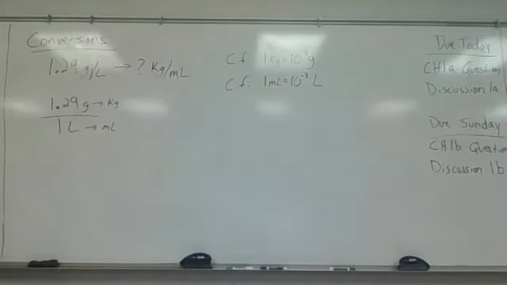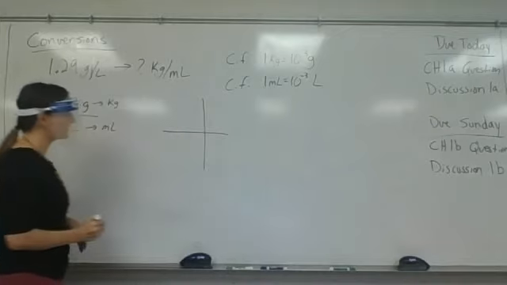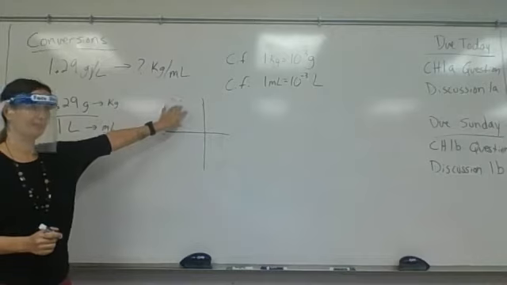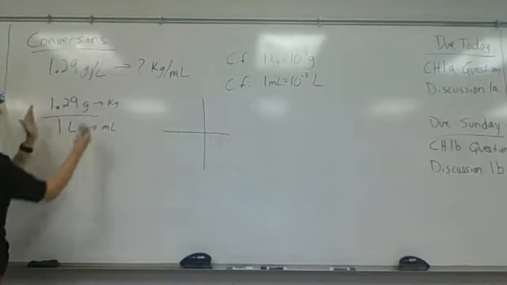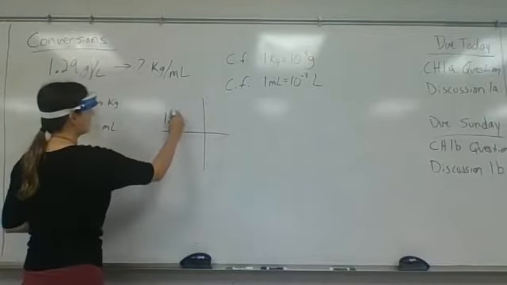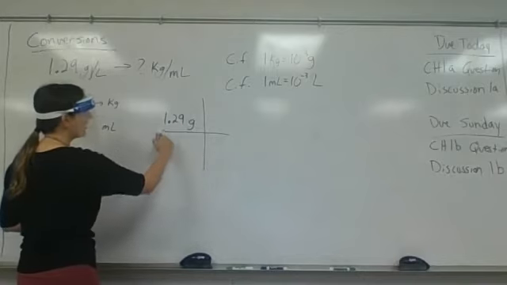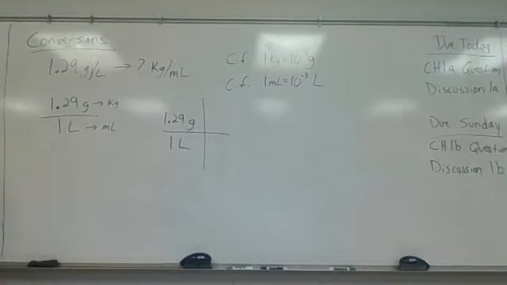Okay, so how are we going to do this? We're still going to do it the railroad track way. We're going to start with the plus sign. It's just this time, before we always had just one number in the upper left-hand corner. This time we're going to have this whole thing. What that means is I'm going to start with my 1.29 still, grams, but I also have something to go below it. We just haven't ever had anything to go below it before. I'm going to have the 1 liter portion below it.